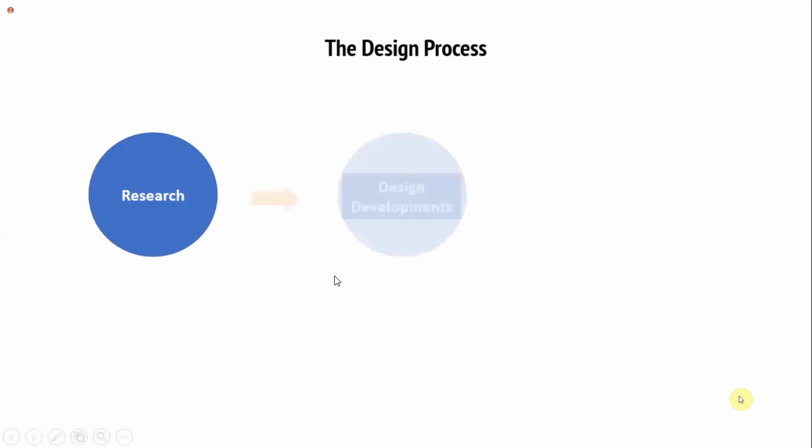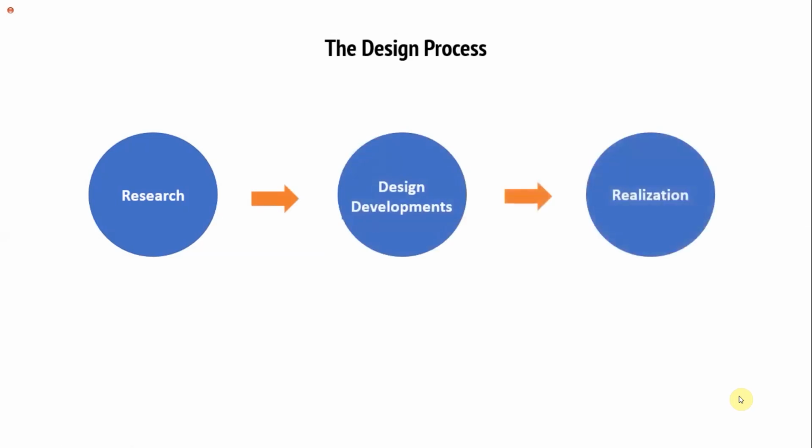So in the design process, we have three major stages in strategical designing. First one is research. Second stage is design development. Third stage is realization. These are the three main stages of designing. First, when you get a job, any kind of job in designing, we do research on that.